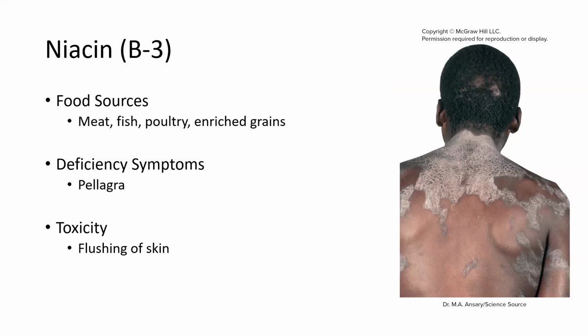Okay, vitamin B3, niacin, you can find in food sources like meats, fish, poultry, and even in enriched grains. If you have a deficiency in vitamin B3, that's going to lead to pellagra, which is characterized by dermatitis, diarrhea, and even dementia. Excessive intake, usually through supplements, can cause flushing of the skin, like a redness of the skin.